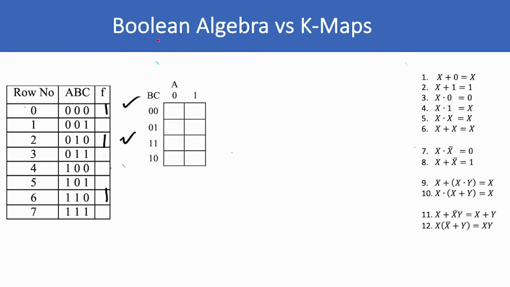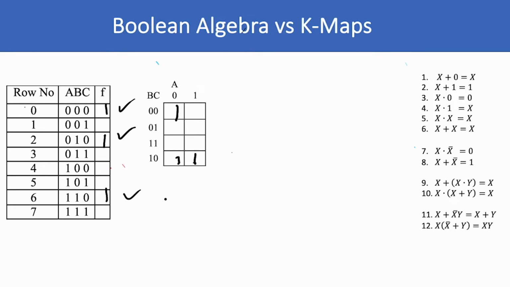All right, now we're going to do a little exercise here. We're going to reduce a function with Boolean algebra, and then we're going to reduce that same function with Karnaugh Maps and see what the difference is, see the amount of work that we have to do. Okay, so let's put the ones in the Karnaugh map. So this is 0, 0, 0. We have a 1 right here. There's a 1. 0, 1, 0, we have a 1 right here. And then 1, 1, 0. We have a 1 right there.